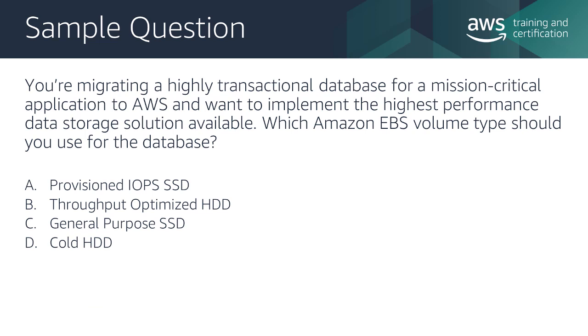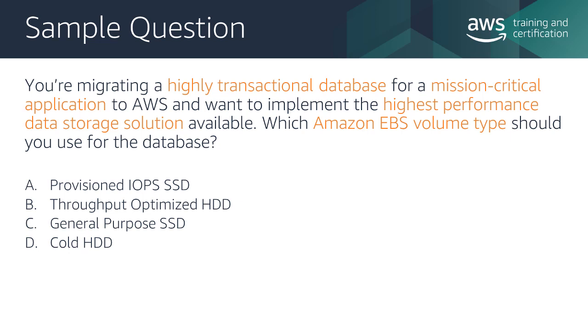What are we looking at here? It's a highly transactional database, it's mission critical, and you want the highest performance data storage solution. Pick an EBS volume type. Right away, this should jump out at you. Highly transactional, highest performance. Cost is not a consideration here. We just want performance. So I'm going to eliminate the ones that don't matter.